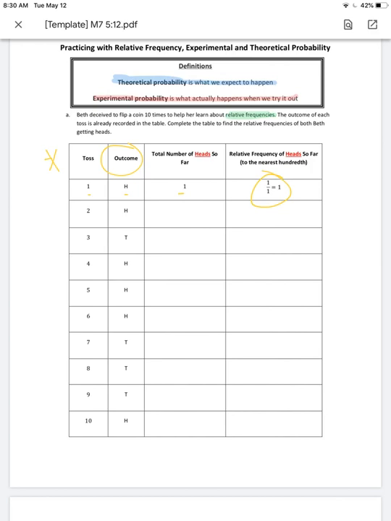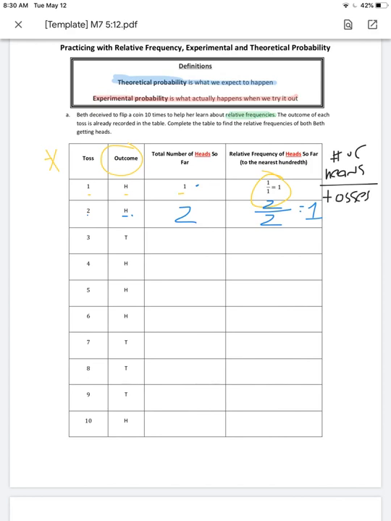For number 2, let's look at the second one now. So toss number 2, it also landed on heads. Total number of heads so far, well, 2 heads, because we have 1 head from before, and she landed on heads again, so she has 2 heads so far. She has 2 heads, and there's been 2 tosses. So 2 over 2 would equal 1. So once again, all we're doing to find the relative frequency is number of heads over the tosses. So how many total tosses were there?